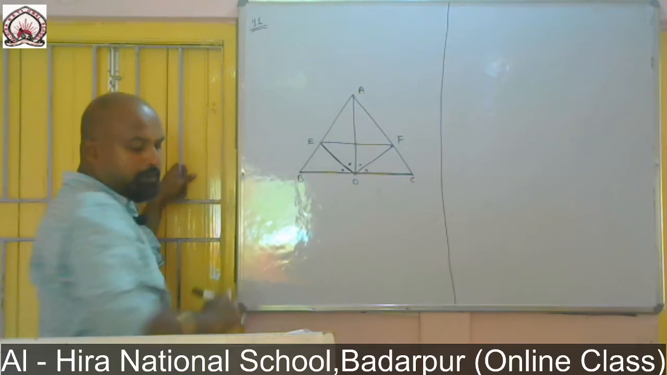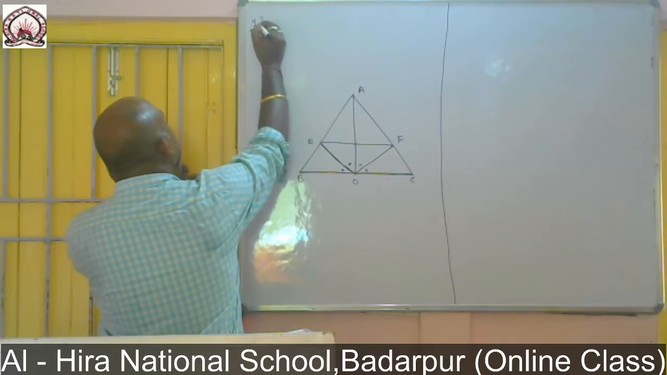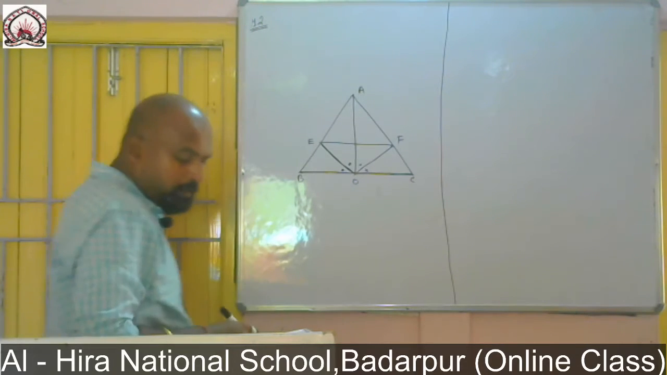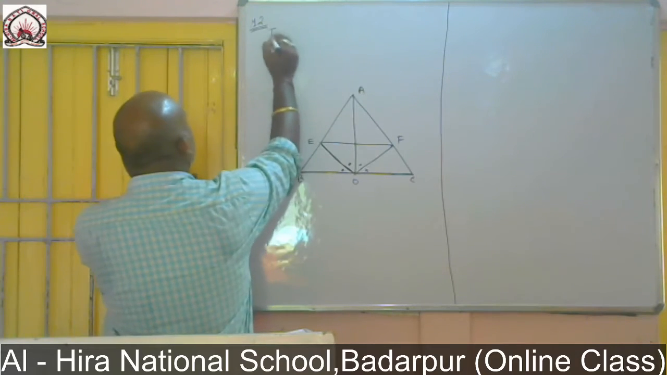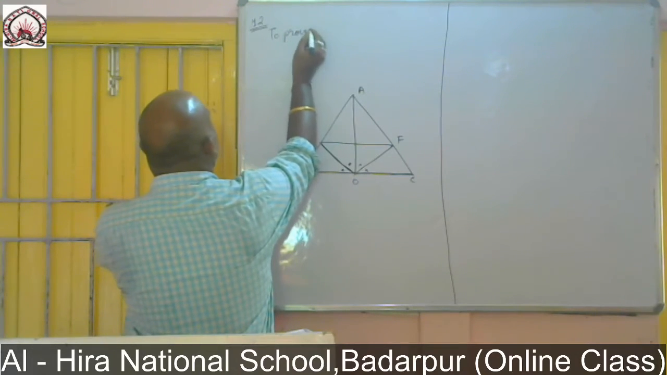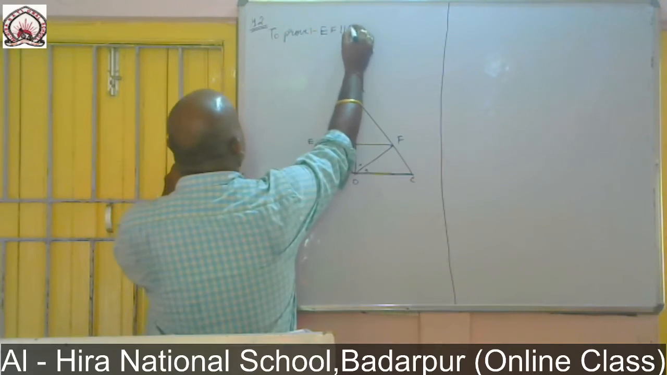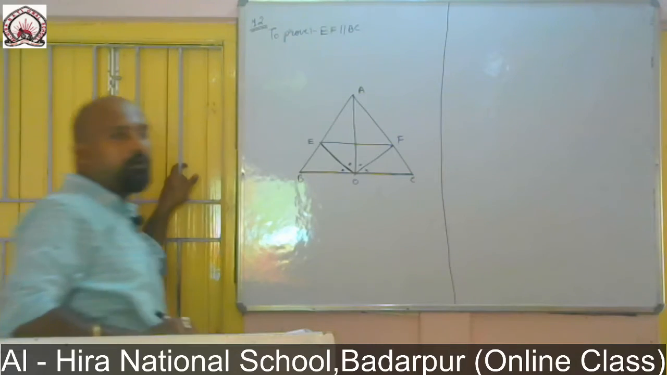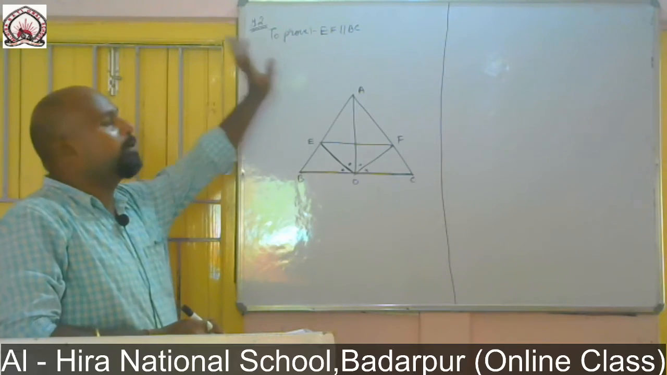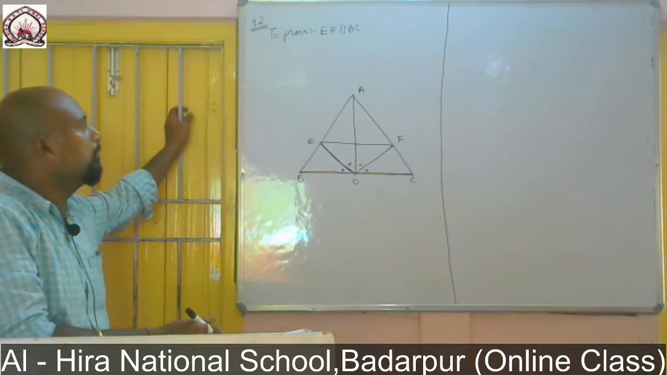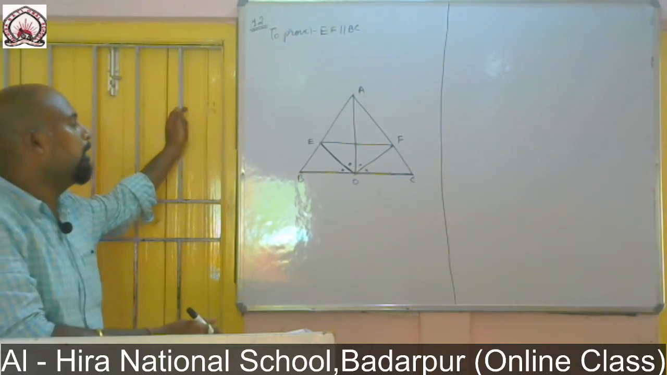Question number 12. Now, to prove that EF is parallel to BC. In the question, you have to write what is given to you, and then you have to write what is to be proved. EF is parallel to BC. Now, proof.